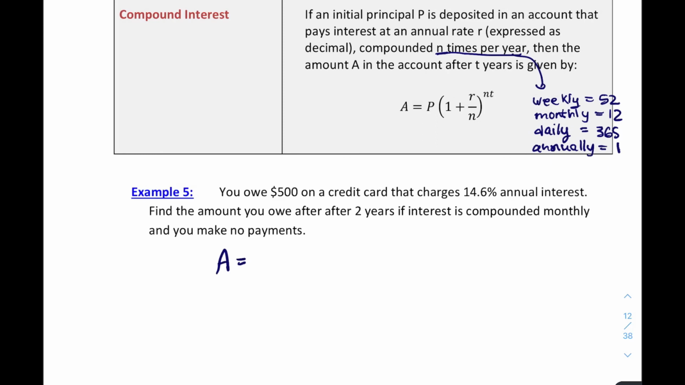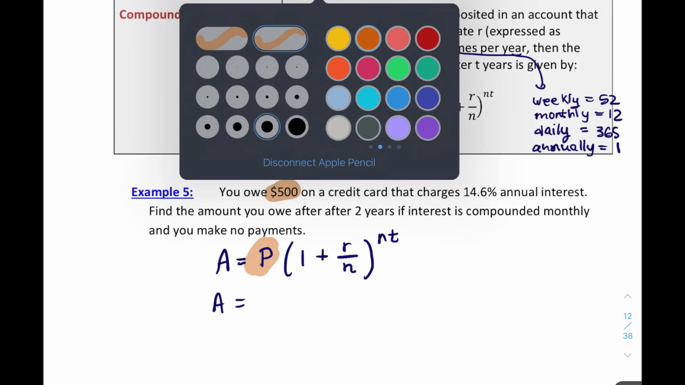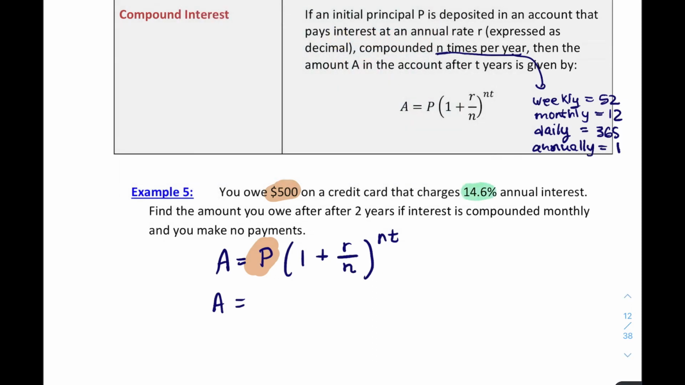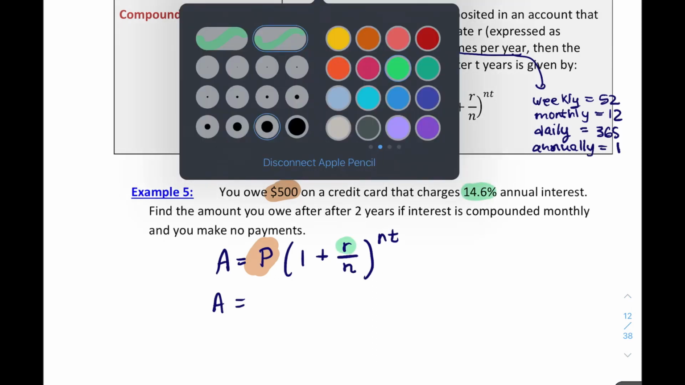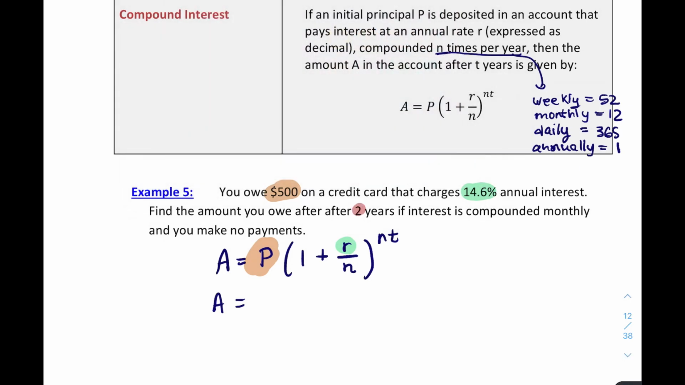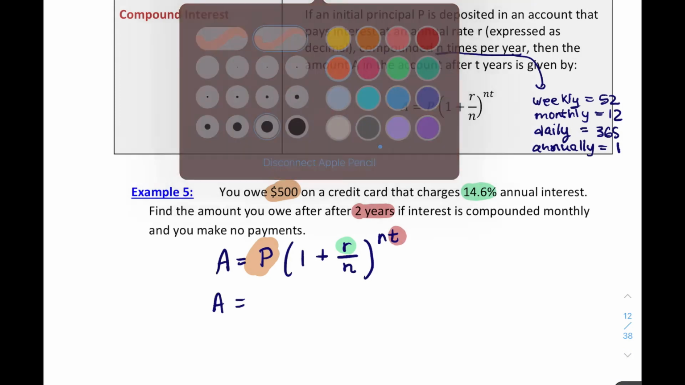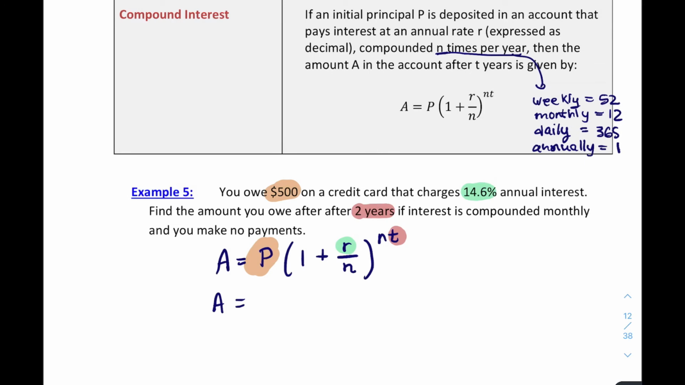Interest can be good or bad. This is the it's not working out so good for you situation because you owe $500 on a credit card, and this is interest that you're going to have to pay to the bank. We'd much rather be earning it on our savings. We are starting with an initial amount owed of $500, so that's my principal, P. My rate of interest is 14.6%, and it is finding the amount after 2 years if our interest is compounded monthly and we make no payments along the way.